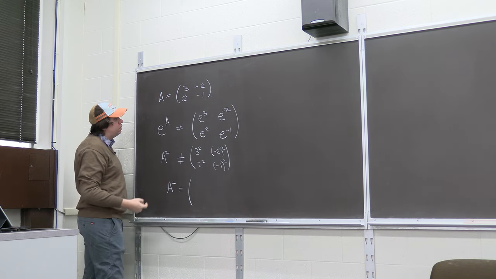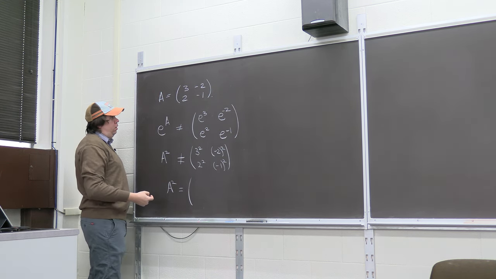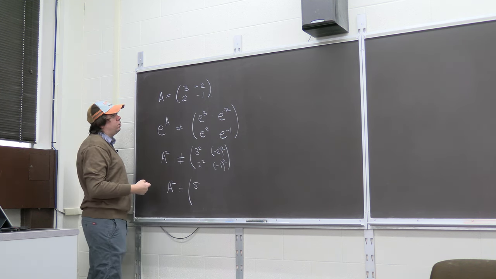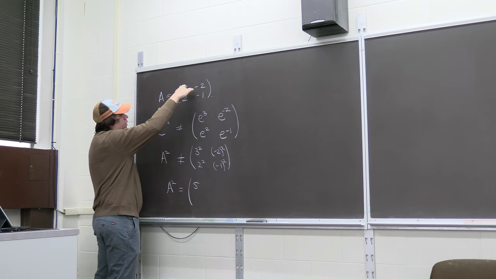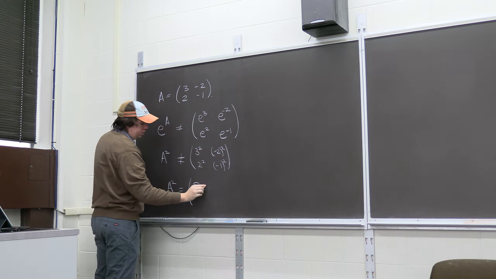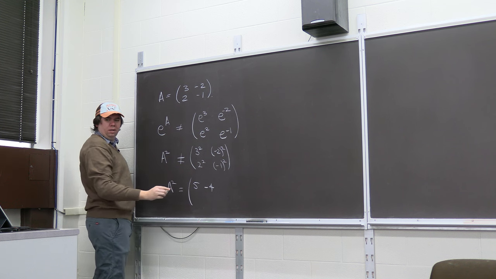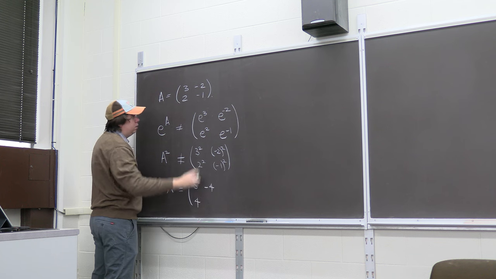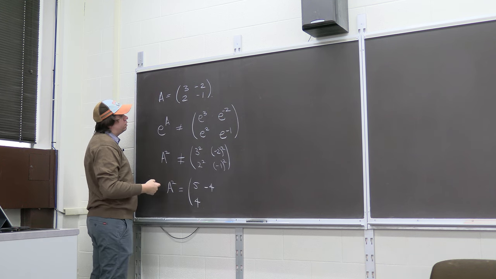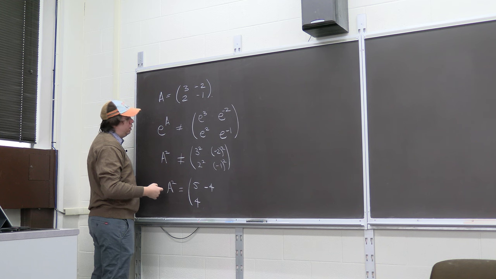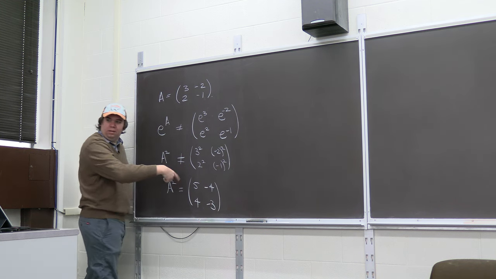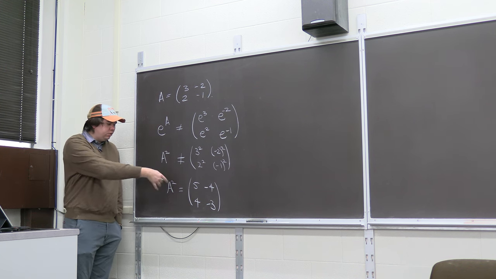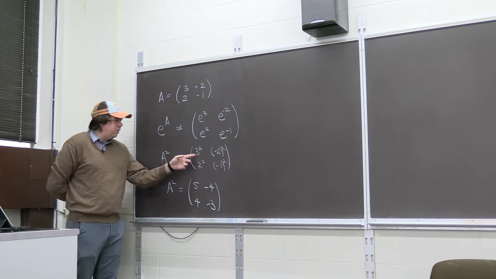Row times column gives you 9 minus 4, which is 5. Row times column gives you negative 6 and positive 2, which is minus 4. Did I get that right? Row times column is 6 minus 2, which is positive 4. Row times column is minus 4 plus 1, which is minus 3. Does that look right? I think I did that right. Very good. So when we do matrix multiplication, it's not just squaring each entry.